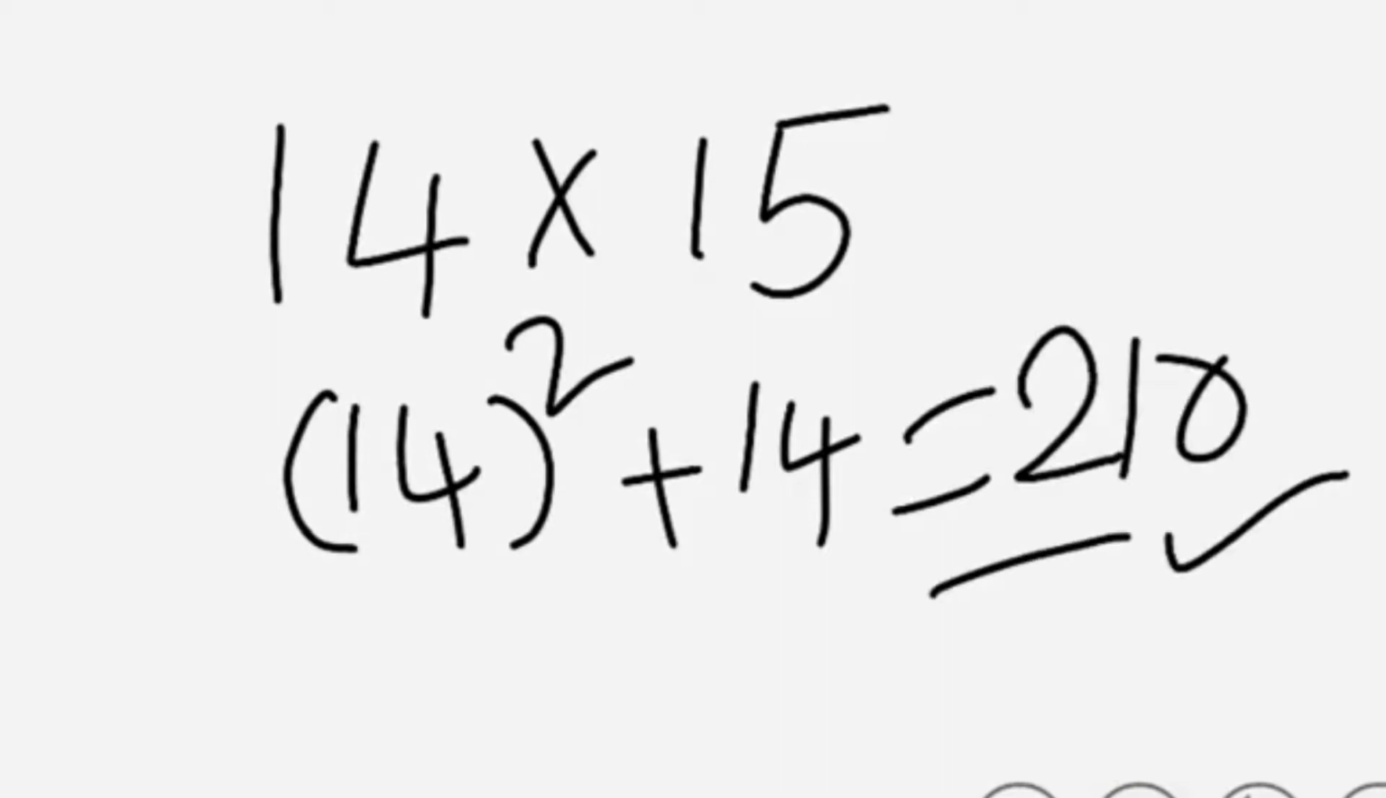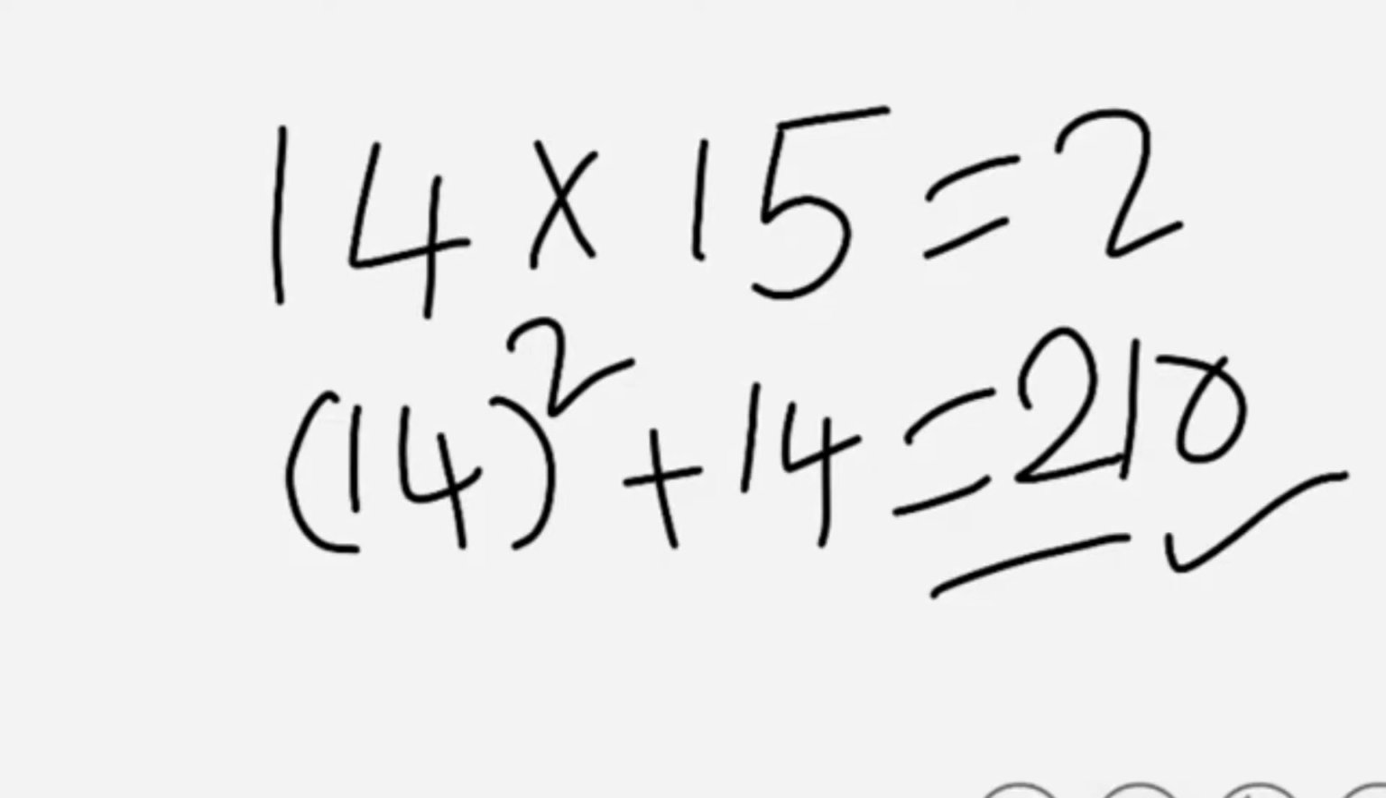So what we have done here: if we have two consecutive numbers and we want to multiply those two numbers, for example 14 and 15, just take the small number from that, square it, and add the small number to that. So our final output is here. 14 into 15 would be 210.